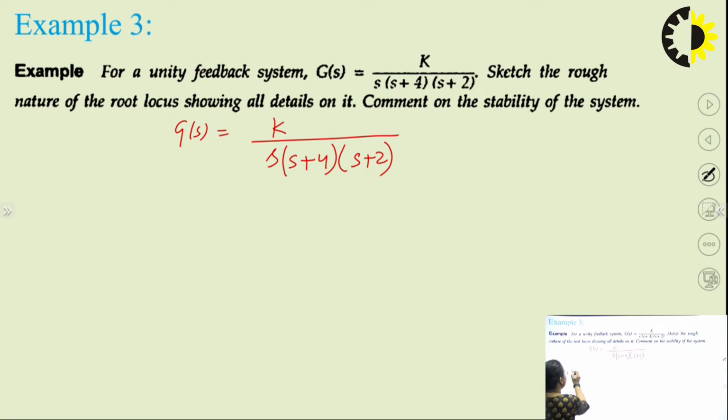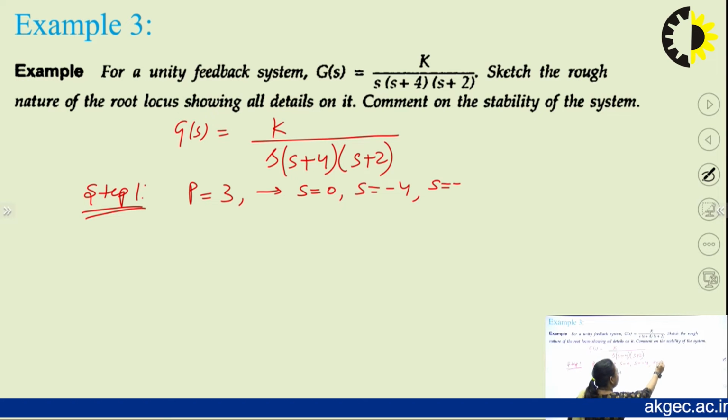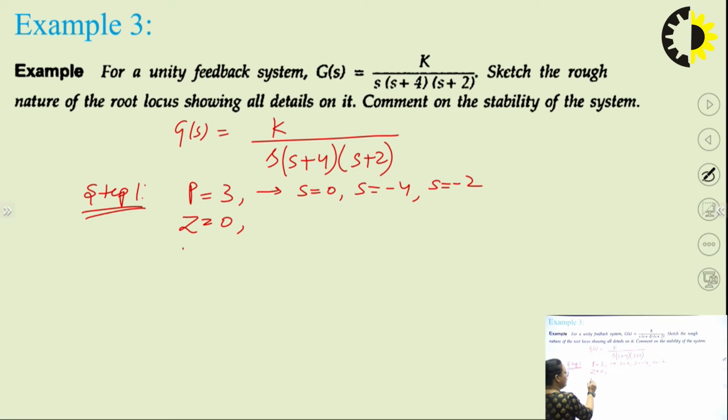So the first step here is to find out the number of poles, the number of zeros, and the number of branches of the root locus. So here we have 3 poles which are located at s equals 0, s equals minus 4, and s equals minus 2. And here there is no zero in this system. Okay. Now the number of branches will be equal to number of poles, as P is greater than Z. That means there are 3 branches of the root locus, right?